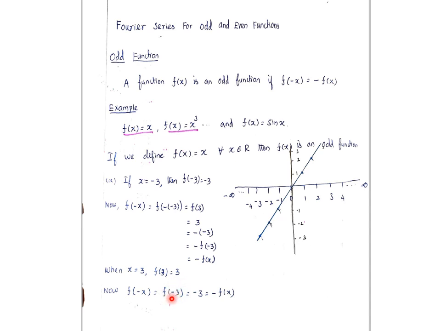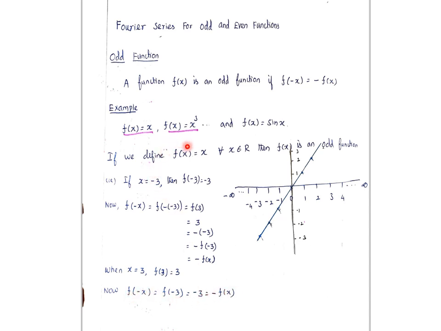Here we can apply the definition of the function. Since f of x equals x, f of minus 3 equals minus 3. Now this is equal to minus f of 3, where f of 3 equals 3 when x is positive. Therefore, this 3 can be written as f of x, so minus f of x. Now f of minus x equals minus f of x.